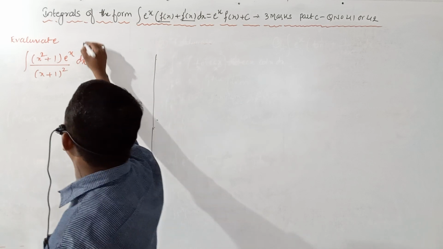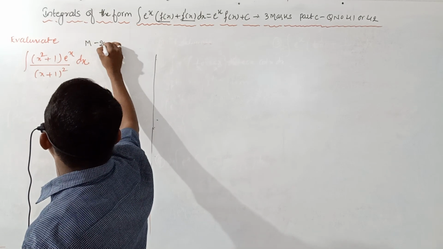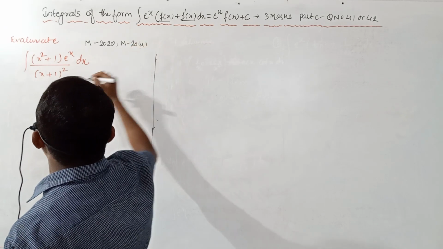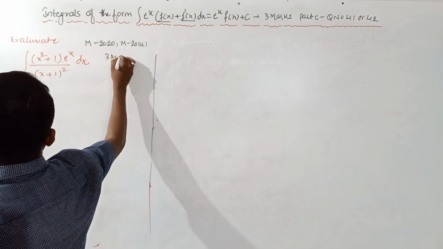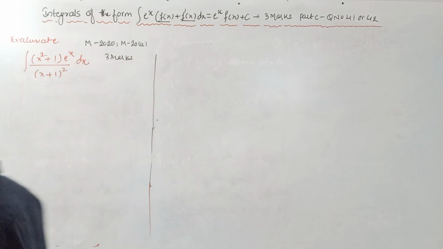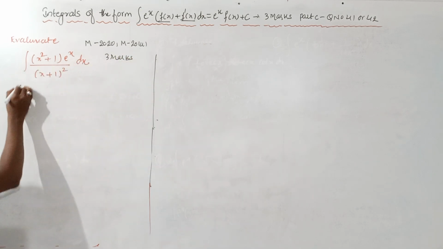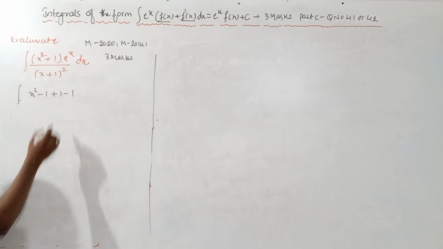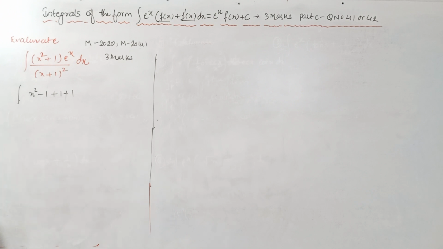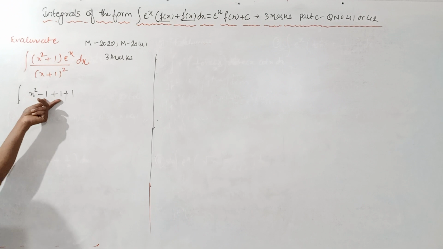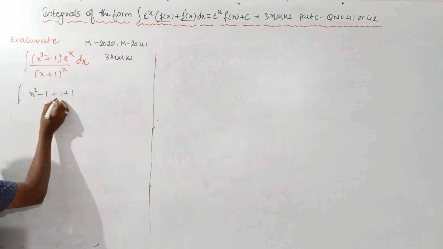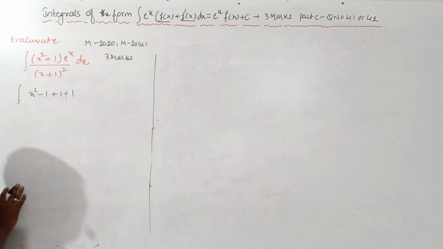March 2020, next problem, March 2020 and March 2014, for 3 marks. It is not in the direct form. We have to bring it into the direct form. That is equal to integration of x square minus 1 plus 1 minus 1, where minus 1 plus 1 get cancelled and you get the original term again. Subtract and add 1 in the numerator.